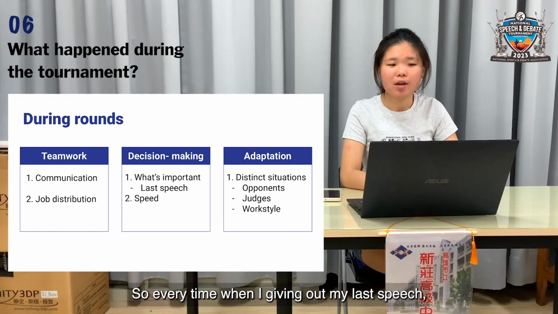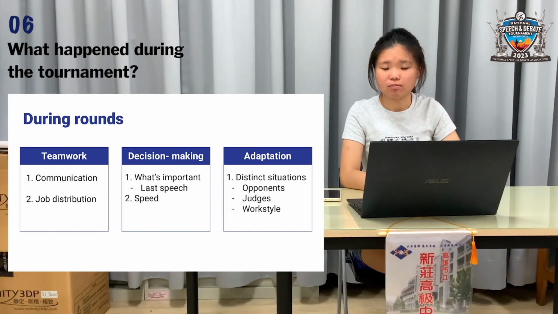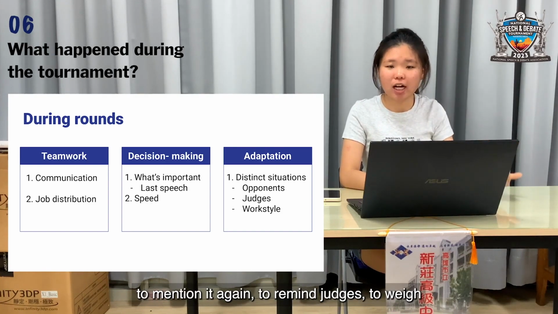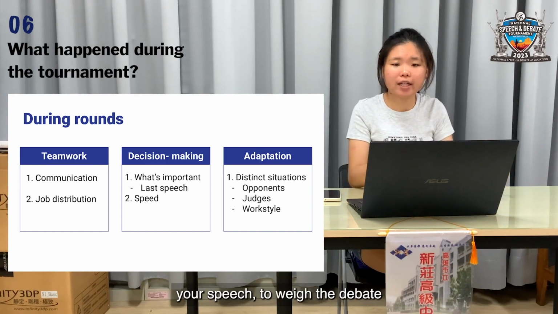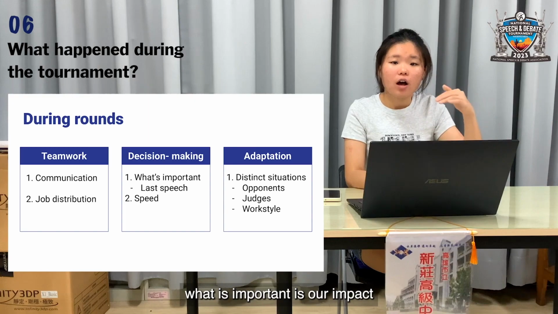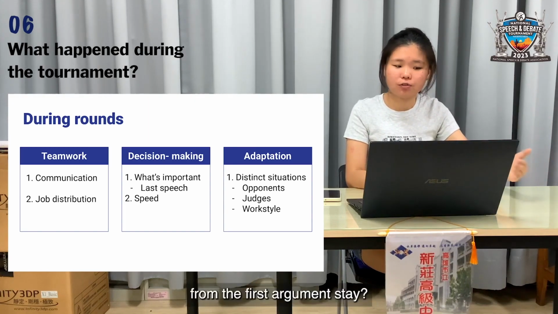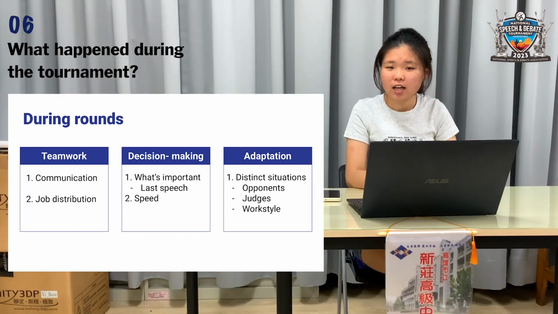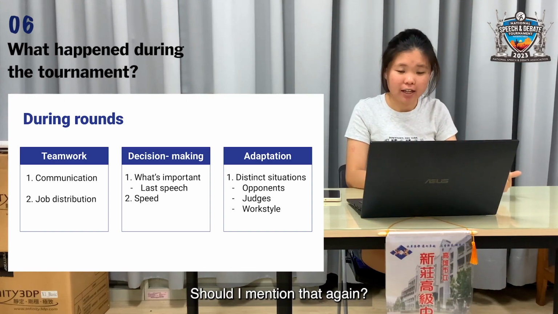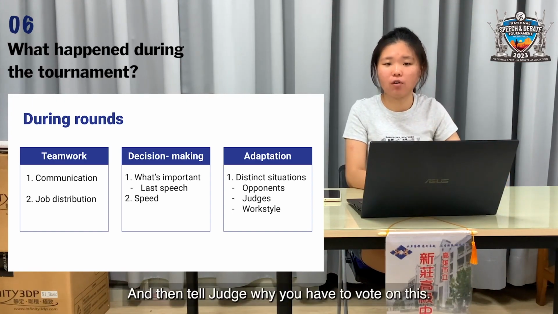So every time I give my last speech, I will think about what's important to mention again, to remind judges to weigh your speech, to weigh the debate. What is important? Does our impact from the first argument stay? Should I mention that again and then tell judges why you have to vote on this?